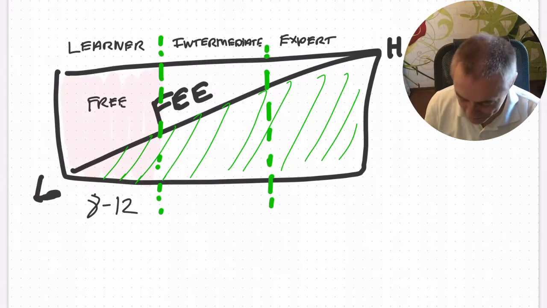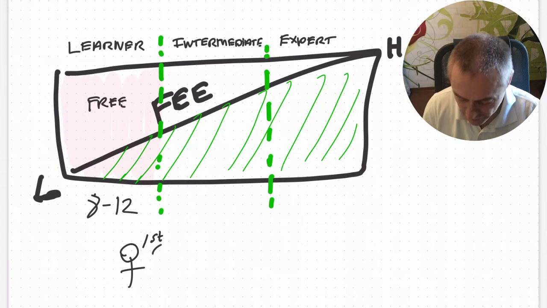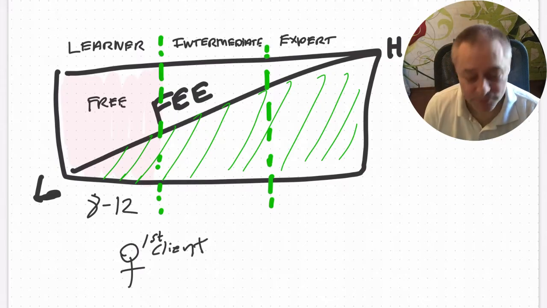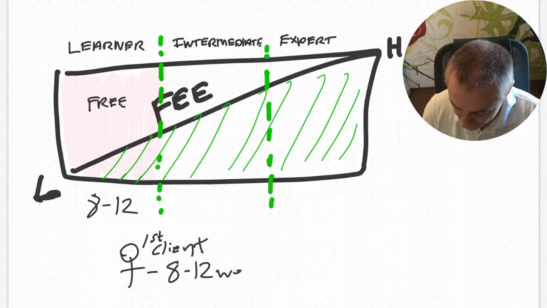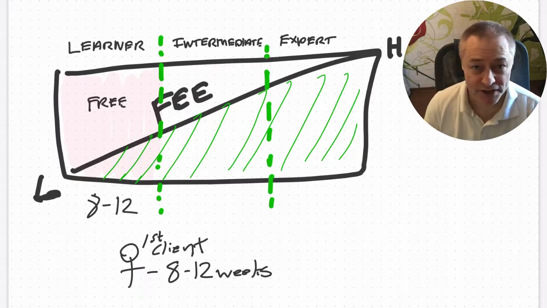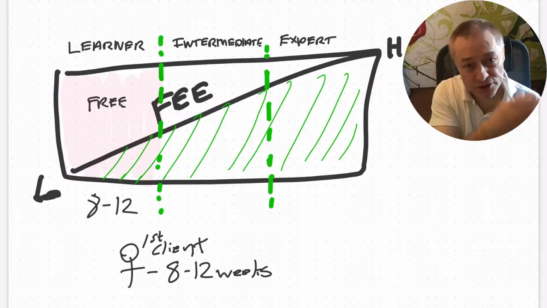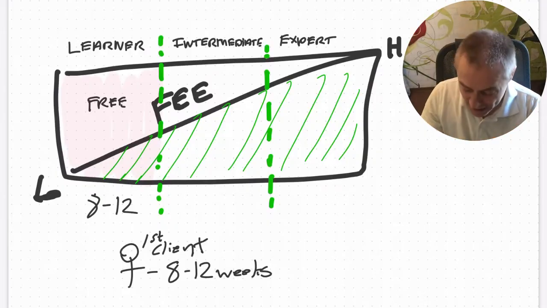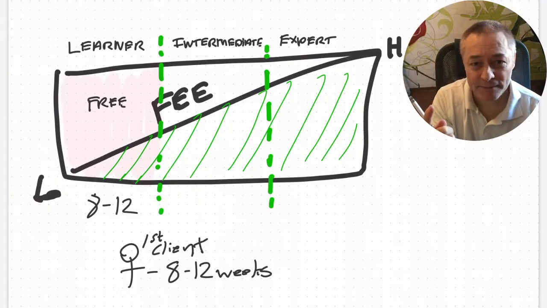Let me clarify what I mean. Let's say this is your first client, and they're not paying you. You should coach this first client every single week for 8 to 12 weeks. And remember, you're not charging. So in week 1, you coach them. In week 2, you coach them again. You're going to do 8 to 12 coaching sessions with one person.